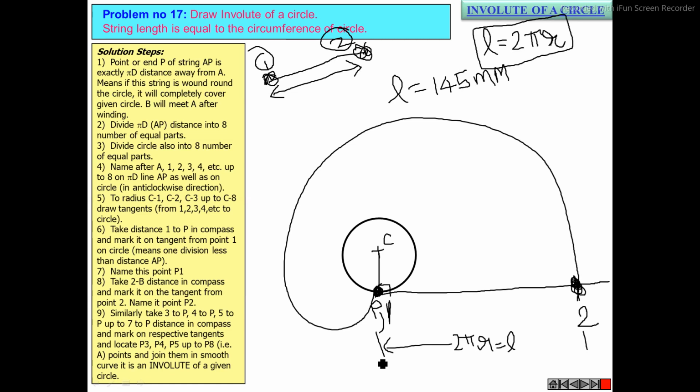Yes, sir. Fine. But you have only got the two extreme locus points. One is the starting locus point and one is the ending locus point. In order to get the intermediate locus points of the involute, what you need to do?